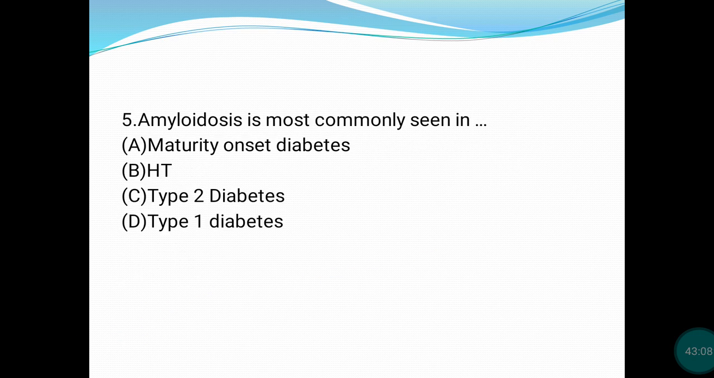Amyloidosis is most commonly seen in... this is somewhat tricky. It is related to localized amyloidosis, and that is seen in the pancreatic islets of Langerhans because of type 2 diabetes. Right.